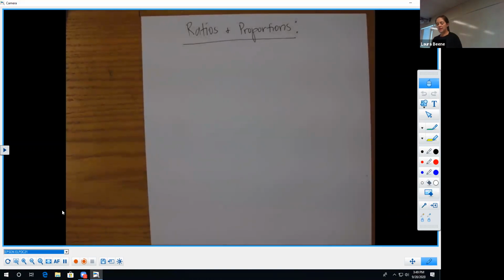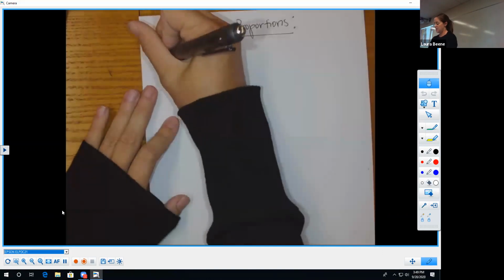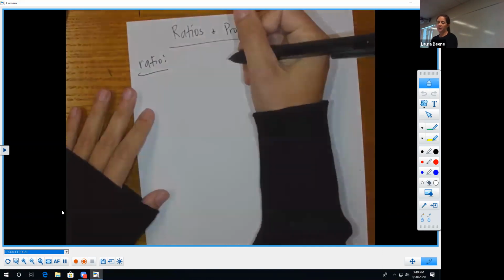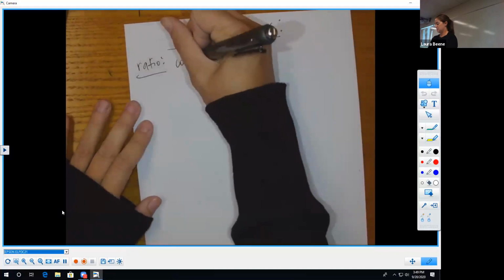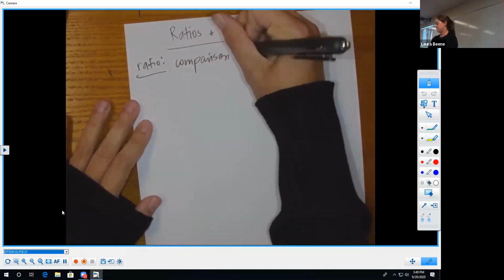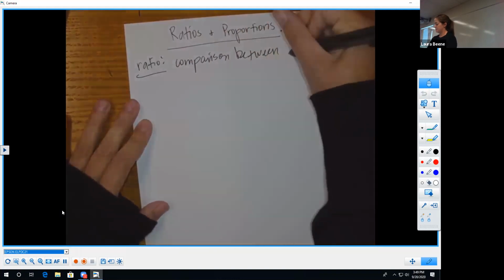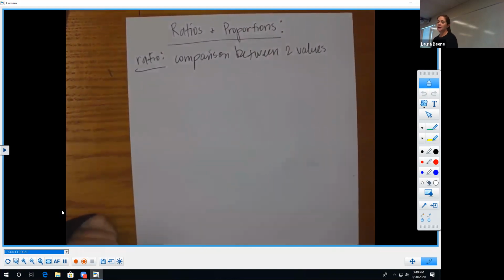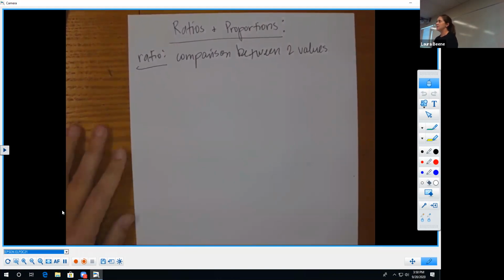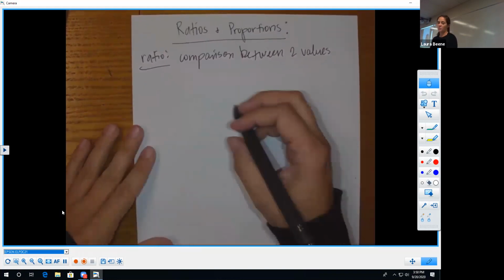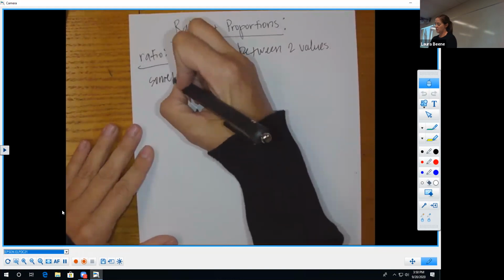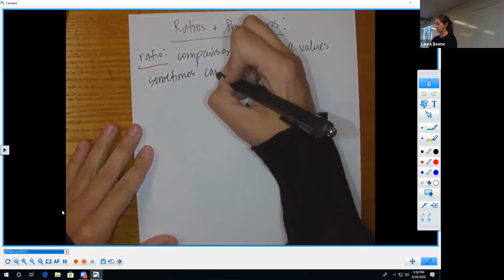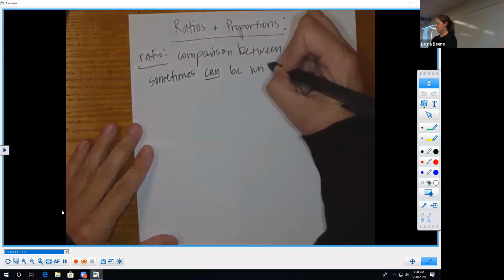Okay, so we're going to talk about ratios and proportions. A ratio is just a comparison between two values. These two values could be lots of different things, and you probably have had a lot of experience with ratios before. Sometimes these ratios can be written as a fraction, not always though, okay? So we will talk about when we can do that in just a second.